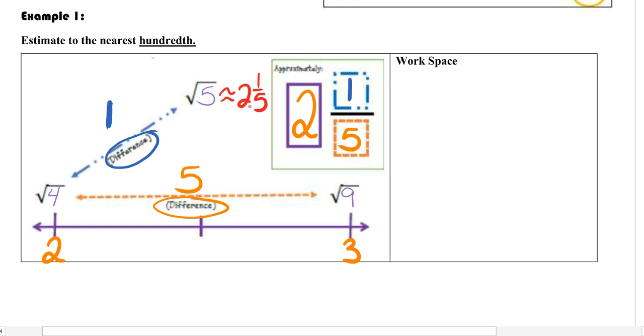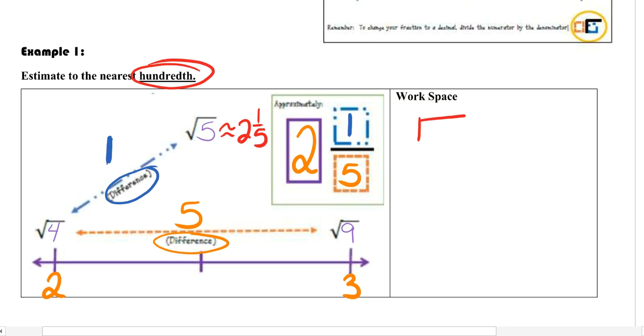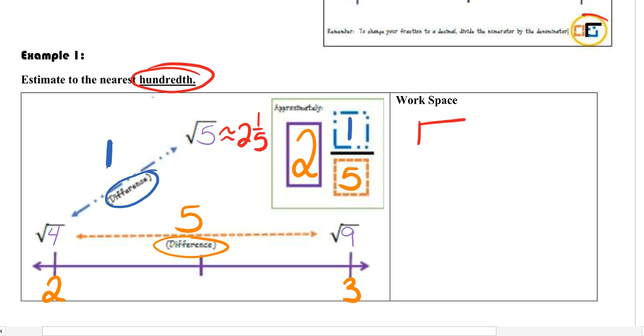Now that's wonderful. We have our fraction. However, we want to get a decimal. We want to round to the nearest hundredth if we can. So I'm going to take my fraction and I'm going to divide it. Alright, so if you need help, I kind of gave you a color coded here. Remember, your numerator goes on the inside of your fraction house.